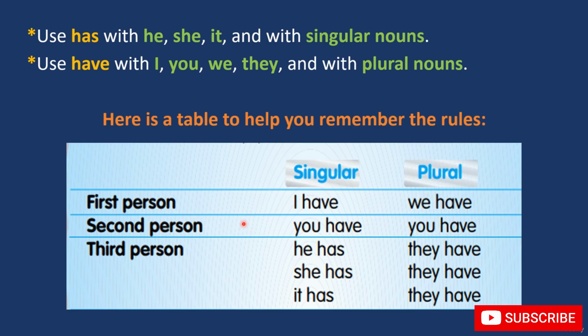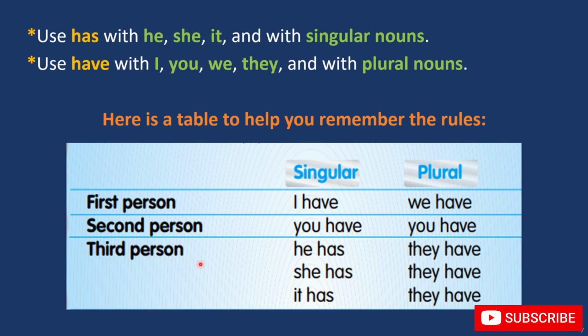The second person, this is the person in front of me. You as singular and you as plural. I can say you have a good car, or you have good cars. This one is singular and this one is plural.